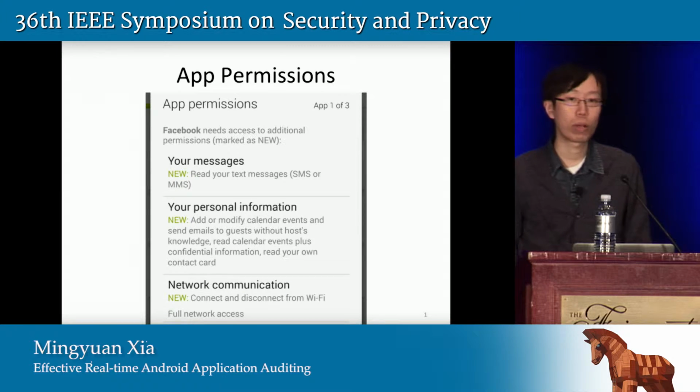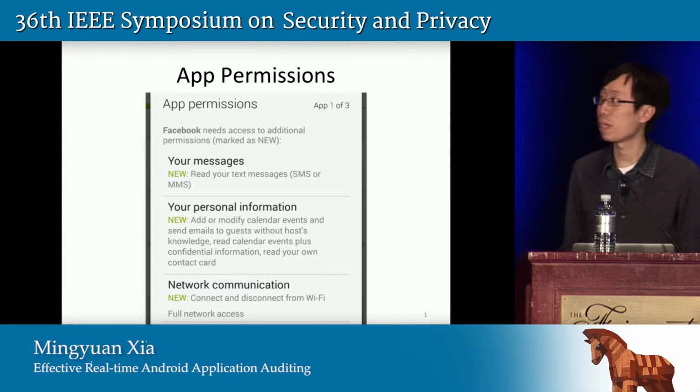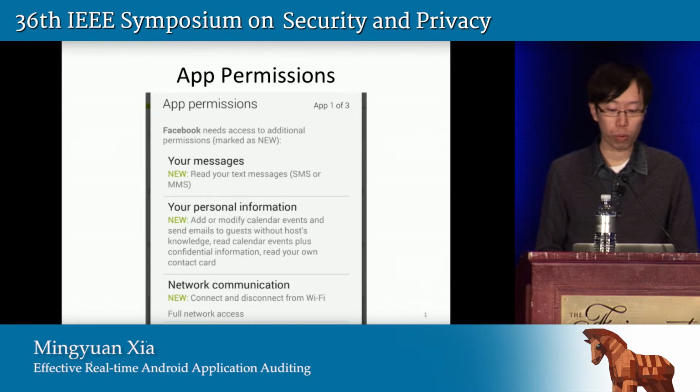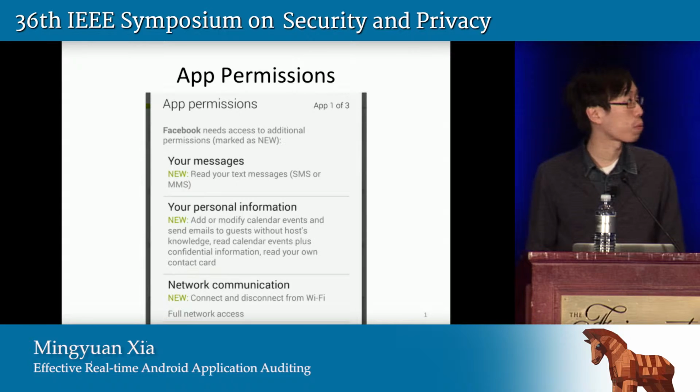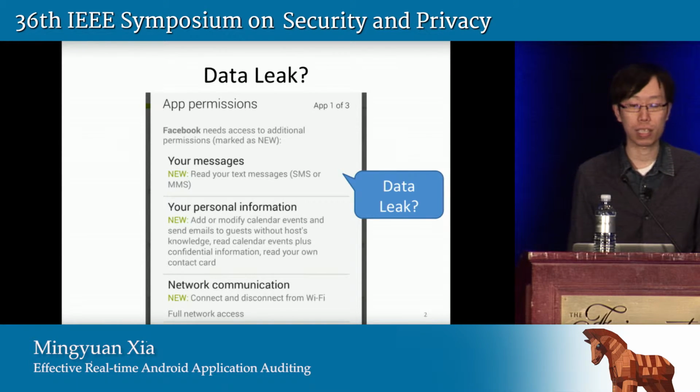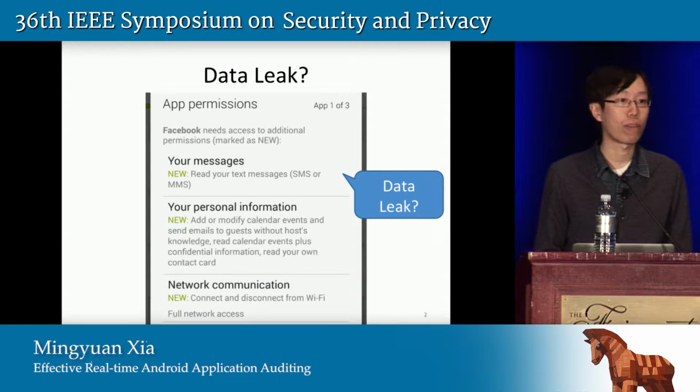So this is the screen when you want to install a new Android app. It will pop up with the permission it requires. Here you see that this app will access your personal information as well as want to perform full network communications. So by looking at this, have you ever wondered if this app will leak your personal information via network communication?